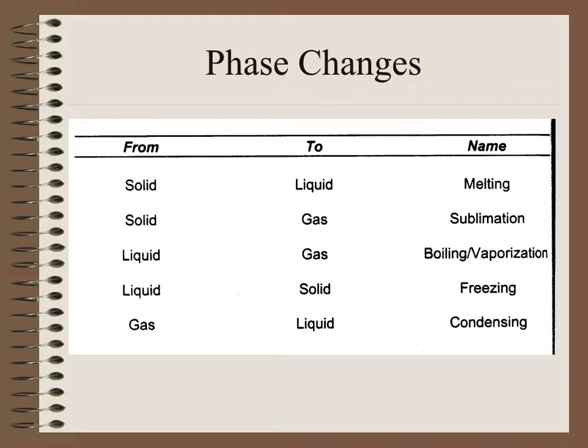Going from a liquid to a gas is called boiling or vaporization. Notice that it's called vaporization and not evaporation. Evaporation actually means to turn to a gas, and evaporation includes both phase changes of sublimation and boiling or vaporization. Going from a liquid to a solid is freezing, like water turning into ice. And going from a gas to a liquid is condensing.